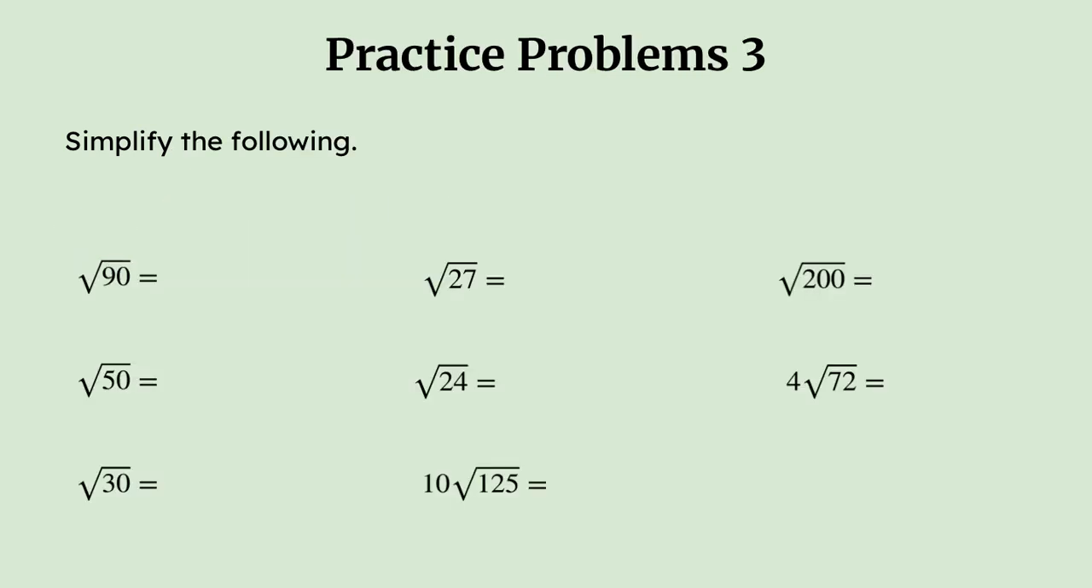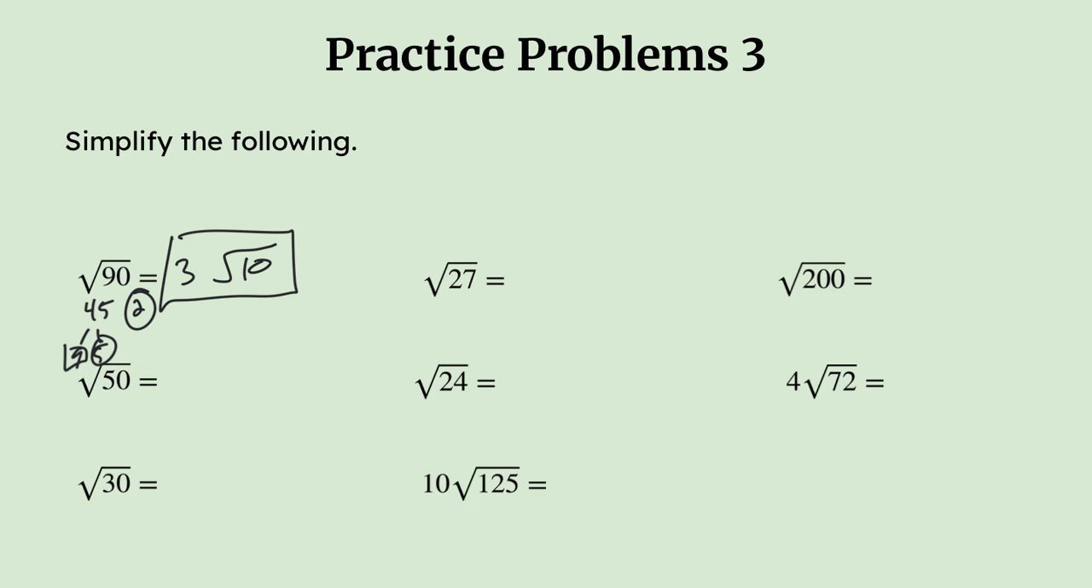90, I'll go through these. 90 would be 45 and 2, which would be 9 and 5, and 9's a perfect square. So that 9 gets simplified to 3. Square root of 9 is 3. And then the 2 and the 5 are left behind, so that'd be 3 square root 10.